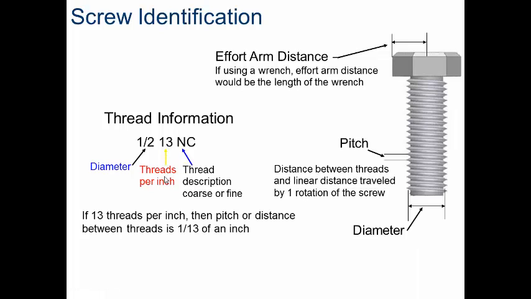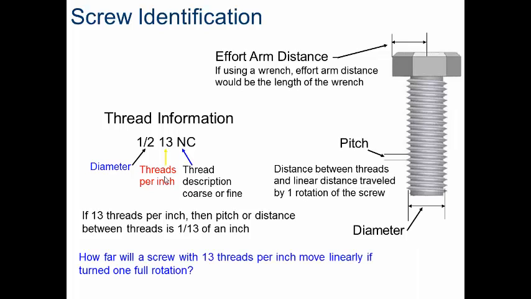What the threads per inch tell us is if I do one rotation, what would that linear distance be? So if I had 13 threads per inch, the distance between the threads is 1/13 of an inch. So in one rotation with the screw, we would go only 1/13 of an inch. Knowing these different vocabulary terms associated with screws is going to help us when we do our mechanical advantage calculations.